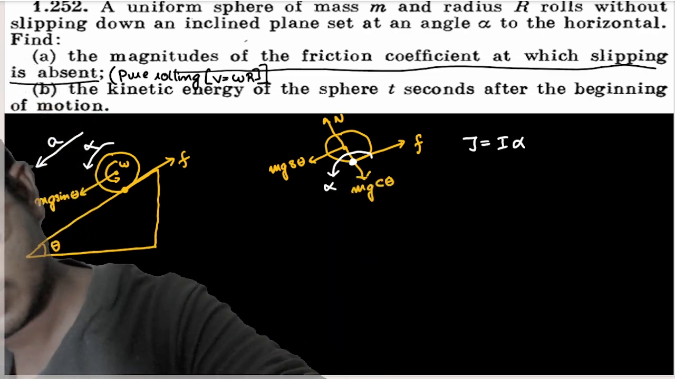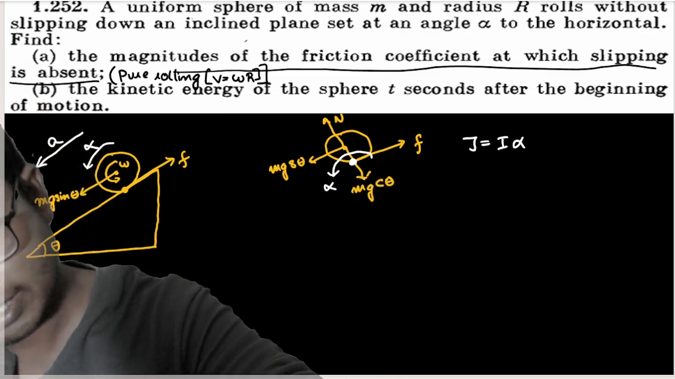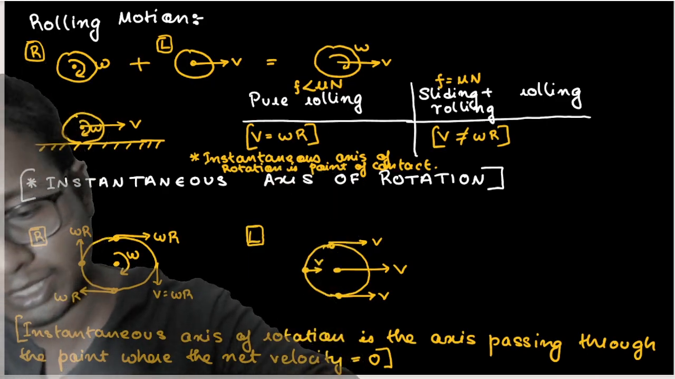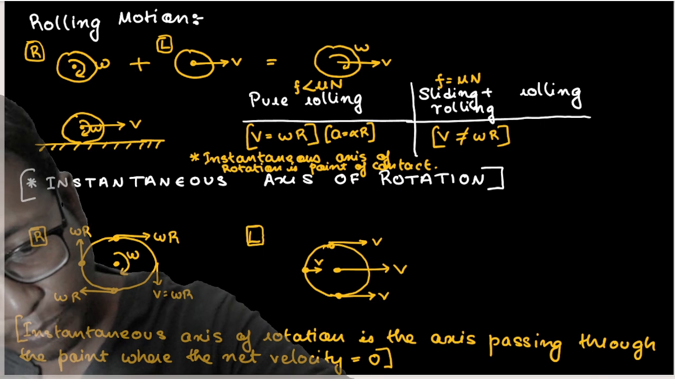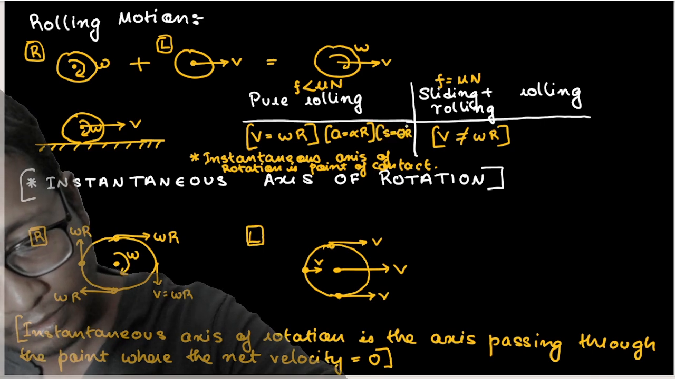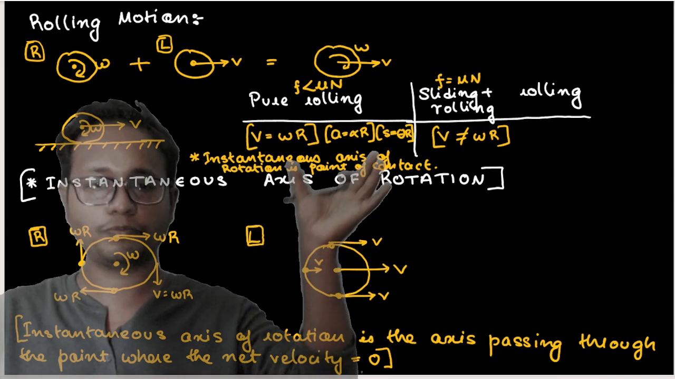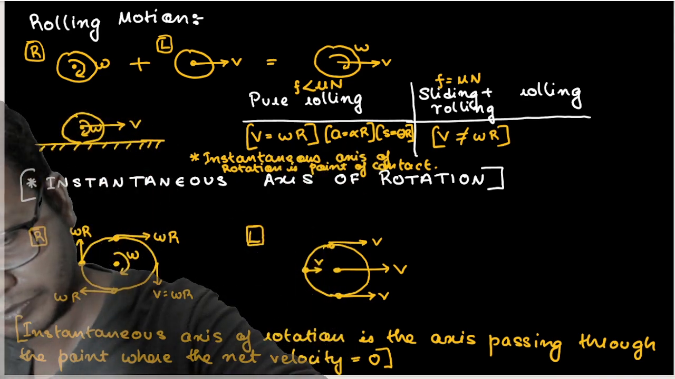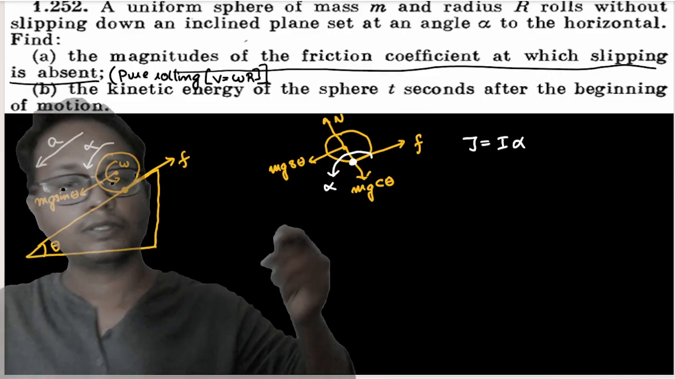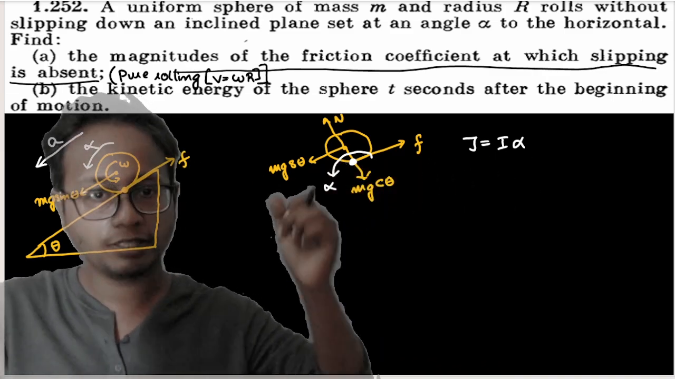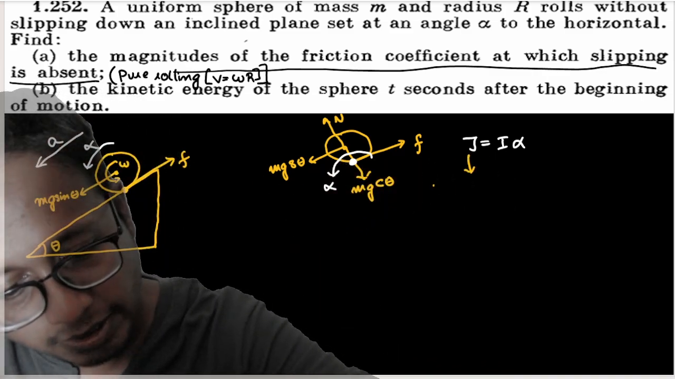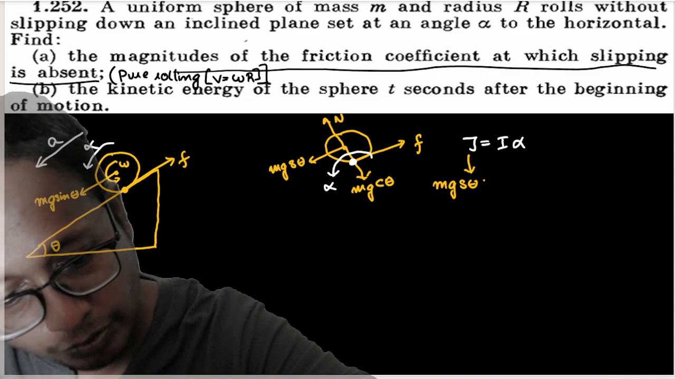For pure rolling, v is equal to omega r, a is equal to alpha r, and displacement s is equal to theta into r. So in case of pure rolling, these are the three conditions. My point of reference is out here. The torque is due to mg sin theta only. So torque is nothing but mg sin theta into r.